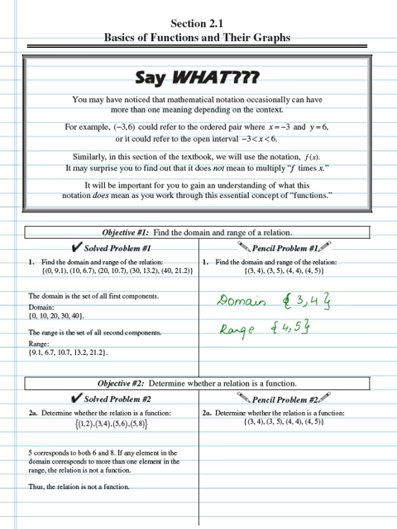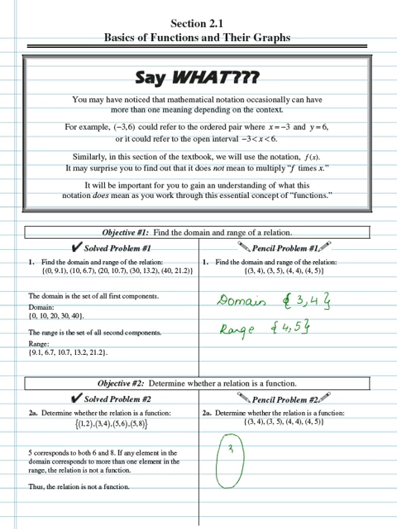Problem 2. Determine whether the relation is a function or not. Remember, what is the condition for a relation to be a function? 1 x should correspond to exactly 1 and only 1 y. So in this case, I'm going to draw it so you can see it much better.